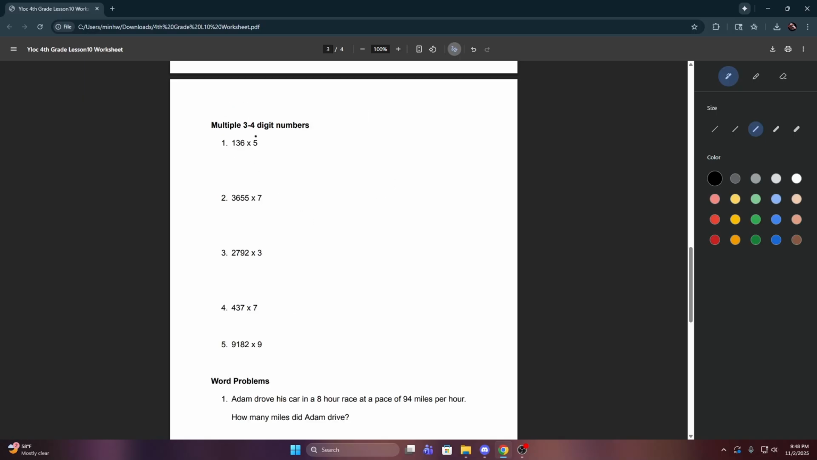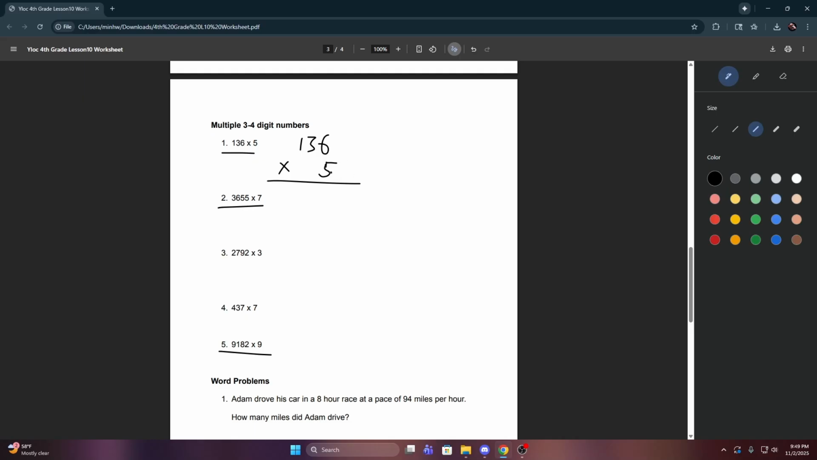Alright, multiply 3 to 4 digit numbers. So this is almost exactly the same as what we did before. We just have a lot more numbers to work with. So I'll just go through it one at a time. I'll try this one, then I'll try a slightly harder one, and then I'll do the hardest one. So here, again, same principles. Put that first number at the top, put the second number at the bottom right here. Now, you actually can put 5 at the top and this number at the bottom, but that will be a lot harder to use this method, so I recommend putting the bigger number on top.